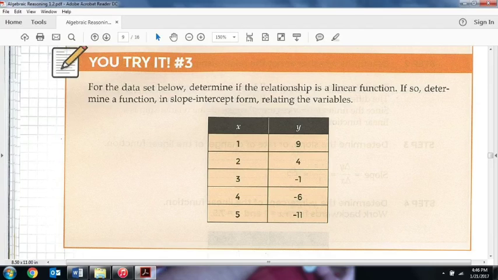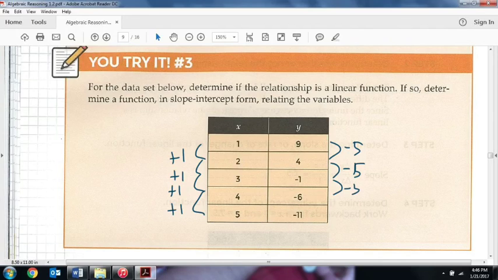Alright, here we go. So, for this one, first of all, we got to determine if it's linear. So that's plus 1, that's plus 1, 3 to 4 is plus 1, 4 to 5 is plus 1. Good. 9, that's minus 5. But that one's also minus 5. That one's also minus 5. That one's also minus 5. Okay, so we're the same on both sides, so it's linear.